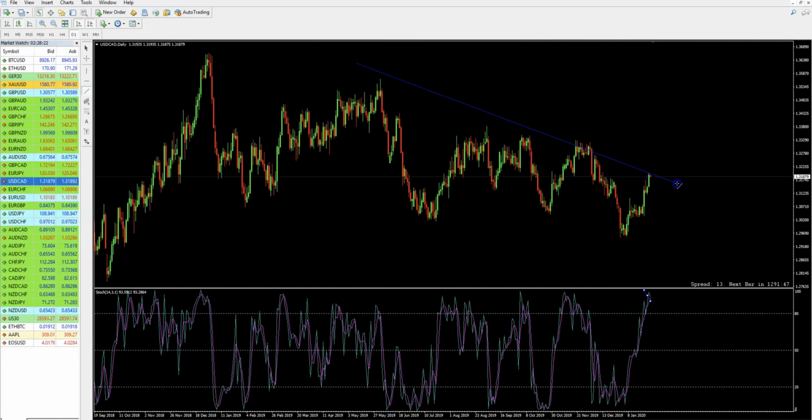You can see the trend on the daily is down. You can see that channel going down. It's 2-3 touches here. A couple of touches here. Okay, that's a downward channel right there.